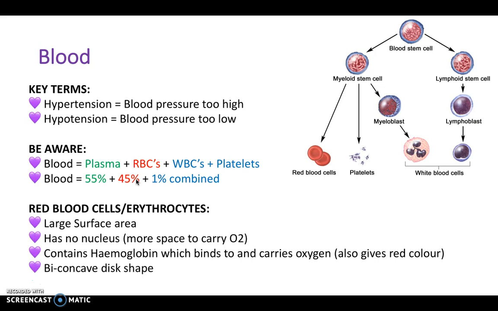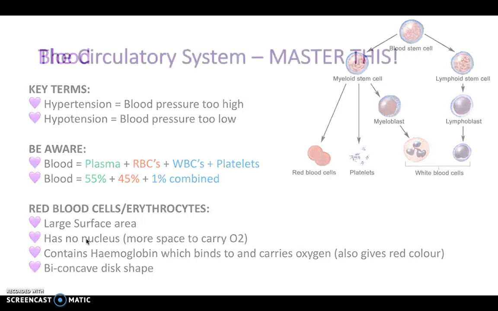So red blood cells in particular are what we're bothered about here, and they have a large surface area with no nucleus, which means they've got more space to carry that oxygen around the body. They also contain hemoglobin, which binds to and carries the oxygen, and it also gives red blood cells their red colour. And red blood cells also have a biconcave disc shape.